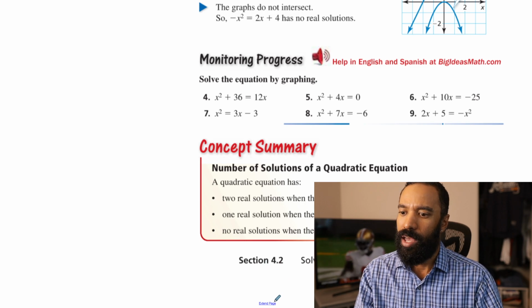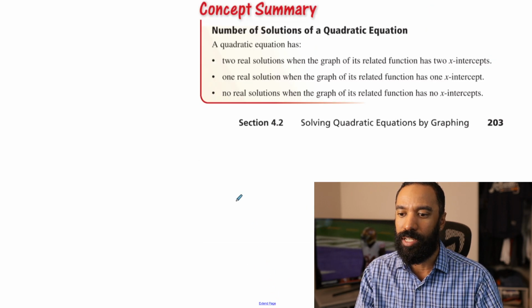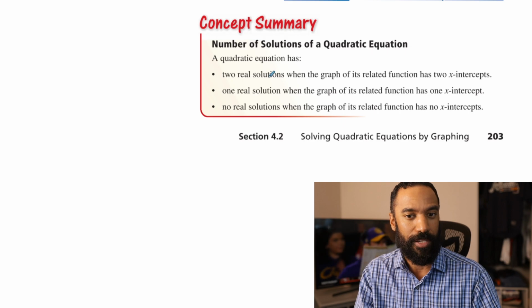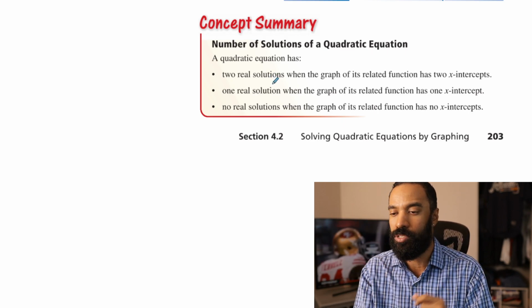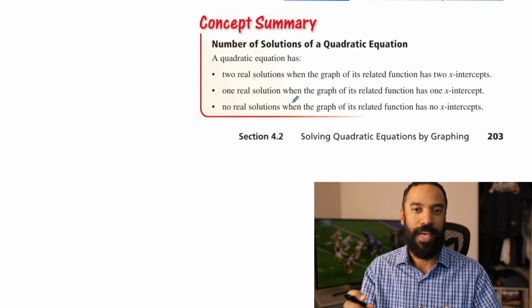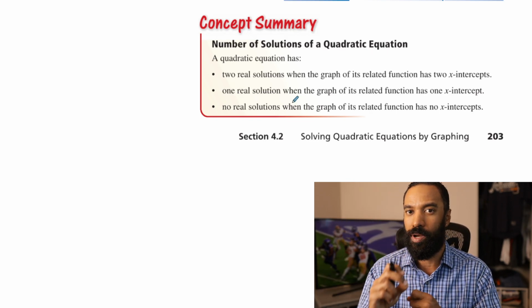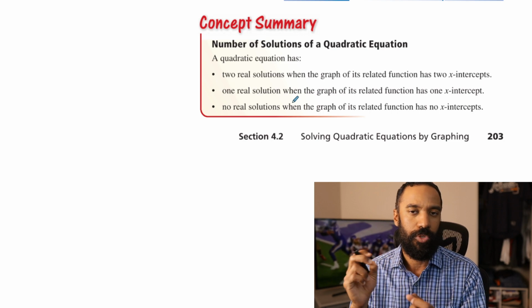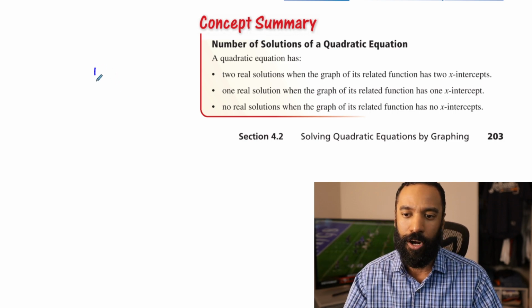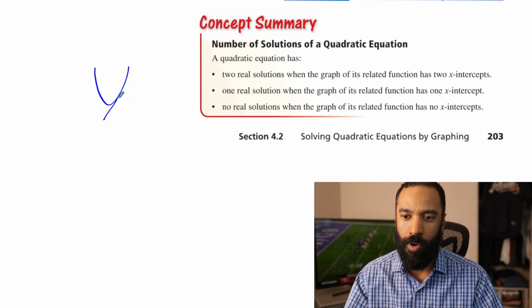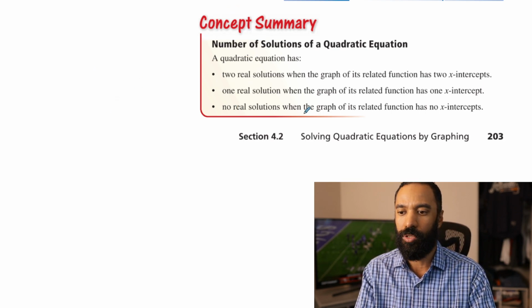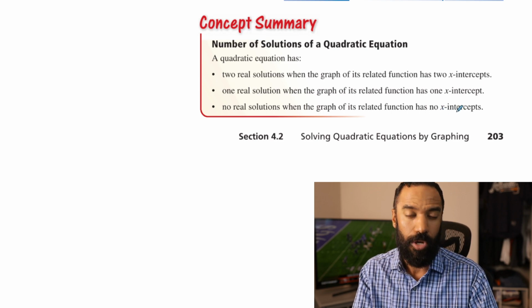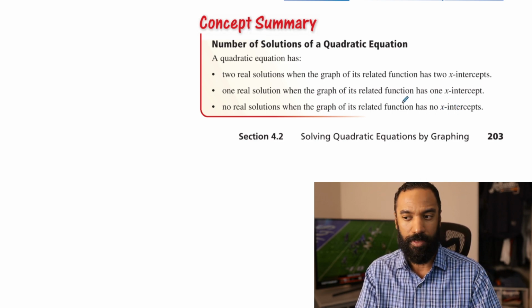So, concept summary: the number of solutions of a quadratic equation. Guys, you can have two real solutions if it crosses the x-axis twice, or if they intersect at two different spots. You could also have one solution if the vertex hits the x-axis once, or if they cross tangentially once, which we'll possibly see. Meaning if a curve intersects with a line at only one point, it can only have one solution there. Or 0 solutions if it never has any x-intercepts when we set it equal to 0, or if they never intersect.